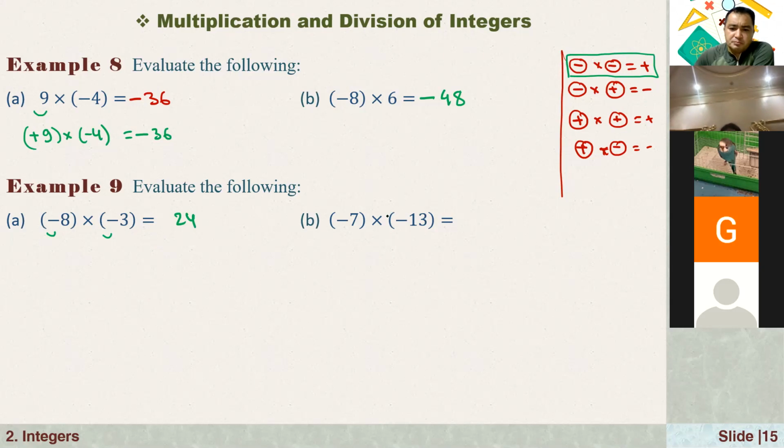May you ask Neil? May I ask Neil? Me? Yes. May I ask the B one? Yes. Is it going to be 91? Yes. Minus minus is plus. 7 times 13 is 91. Okay.